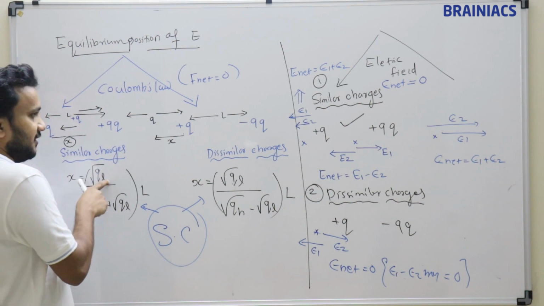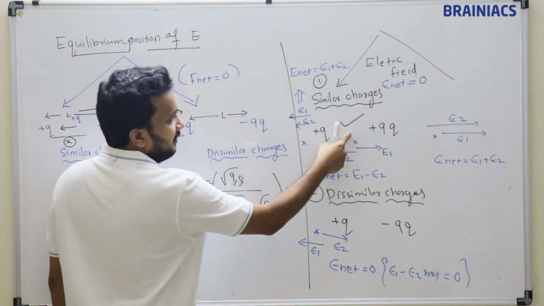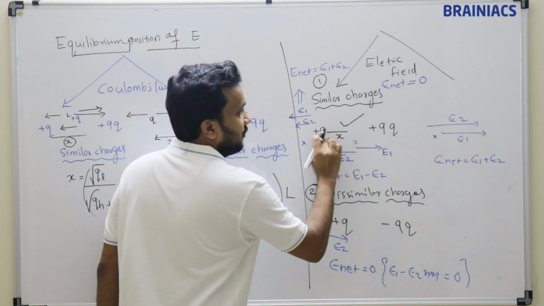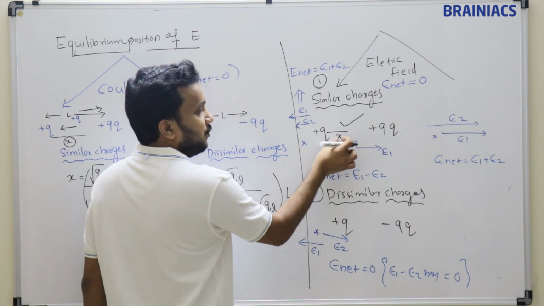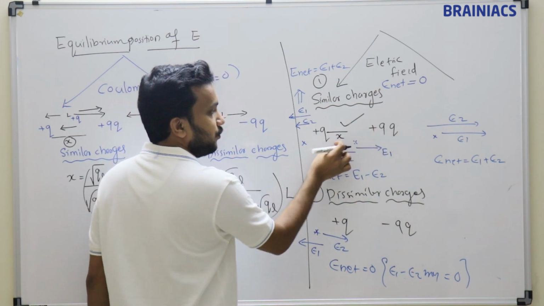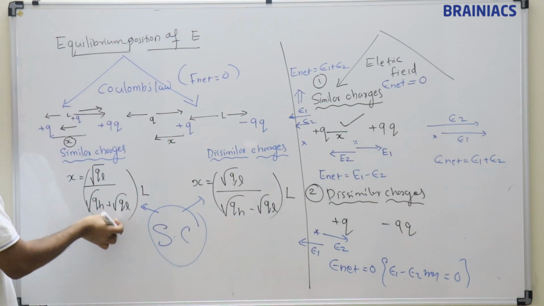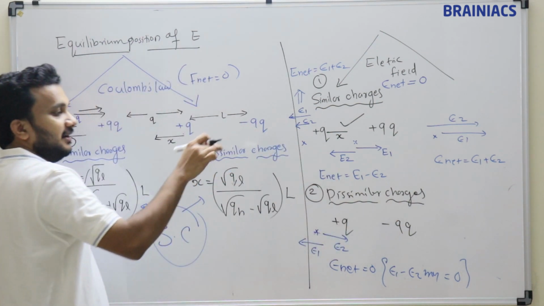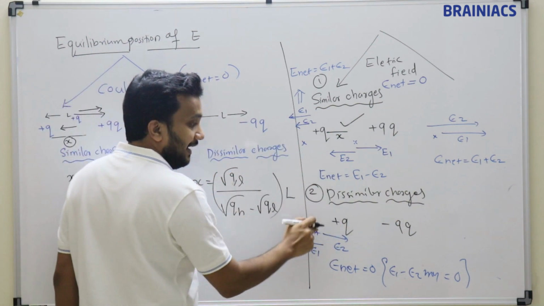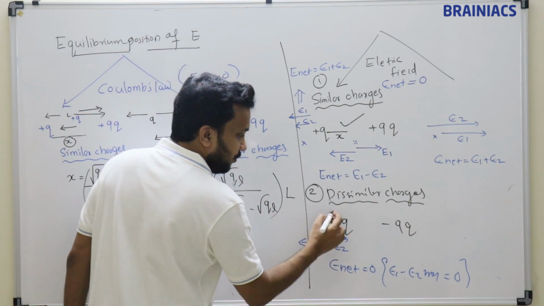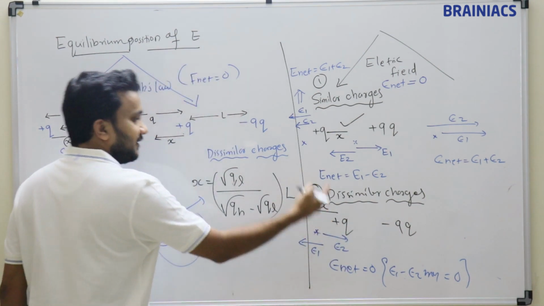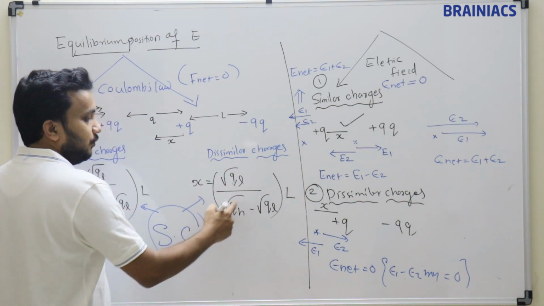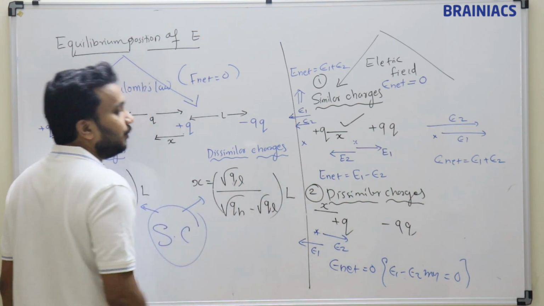Here the distance x, I told, is x meter away from the lowest charge. So it is for similar charges. The position where electric field intensity is equal to 0 is x meter away. What is the value of x? Similar to this one. And in the case of dissimilar charges, electric field intensity will be equal to 0 at a position to the left of the lowest charge, which means it is x meter away. What is the value of x? If it is dissimilar charges, then the value of x is root of ql divided by root of qh minus root of ql, into L.